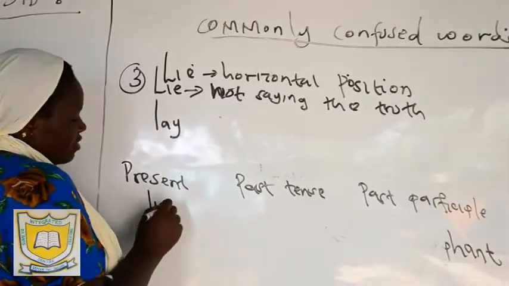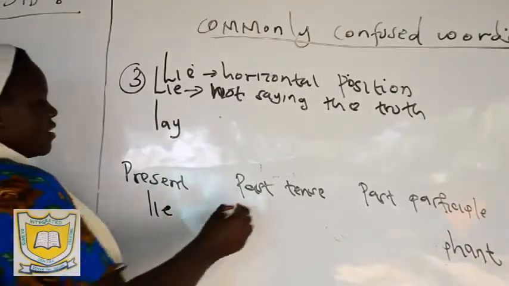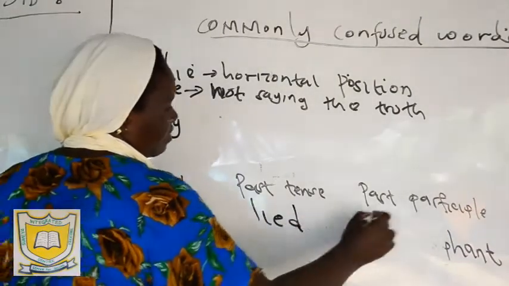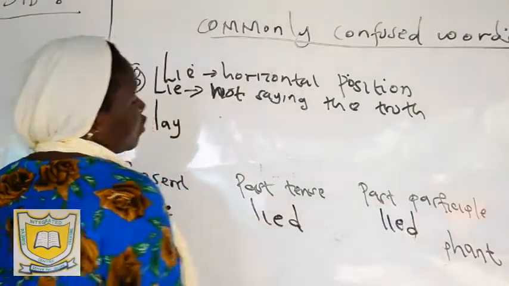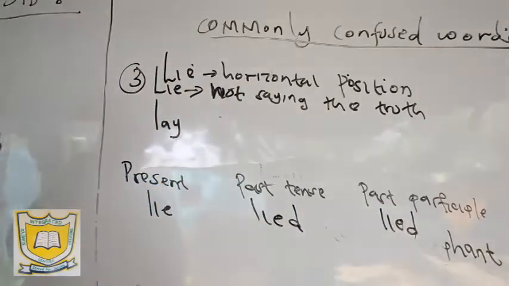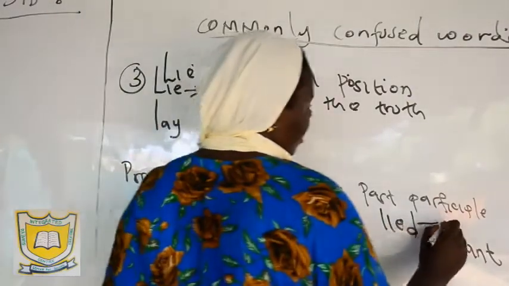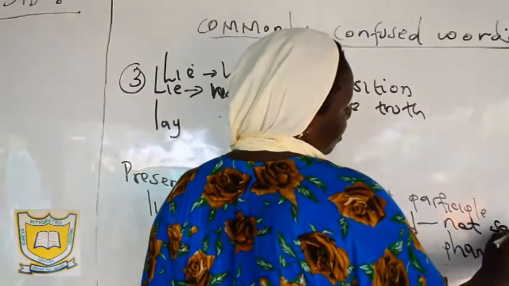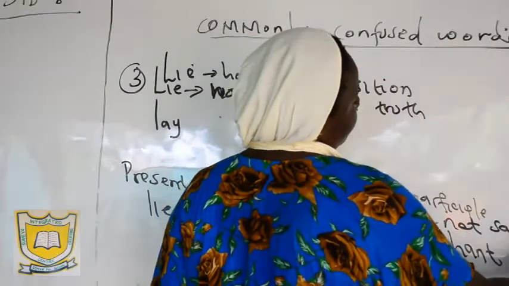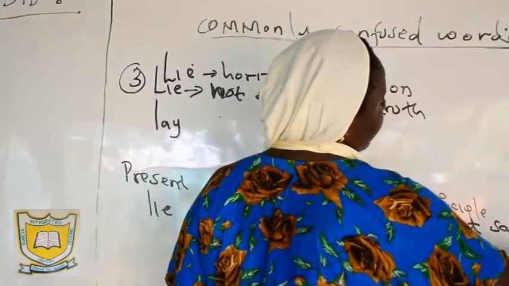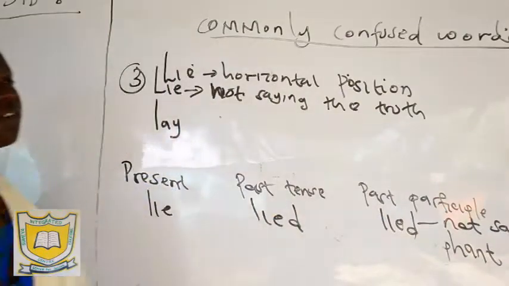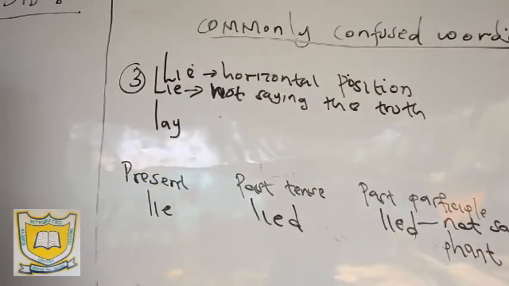The present tense is lie. The past tense is lied. The past participle is lied. Which means to lie, lied, lied: not saying the truth. So you say, today you lie to the teacher. Yesterday you lied to the teacher. The previous day you also had lied to the teacher.